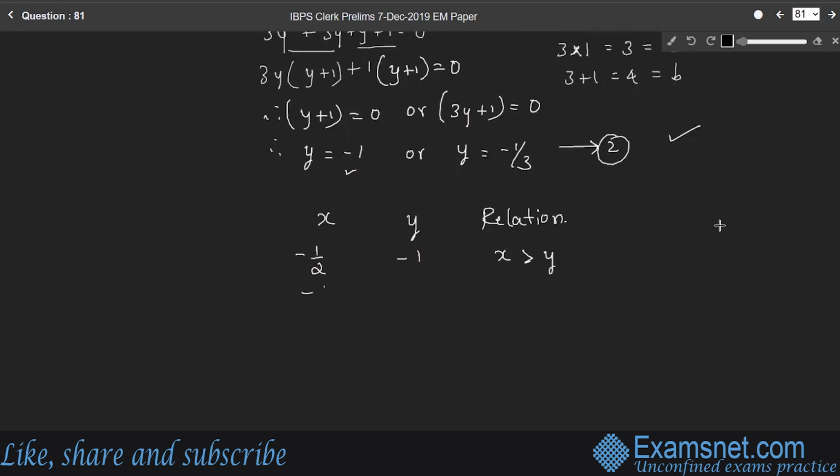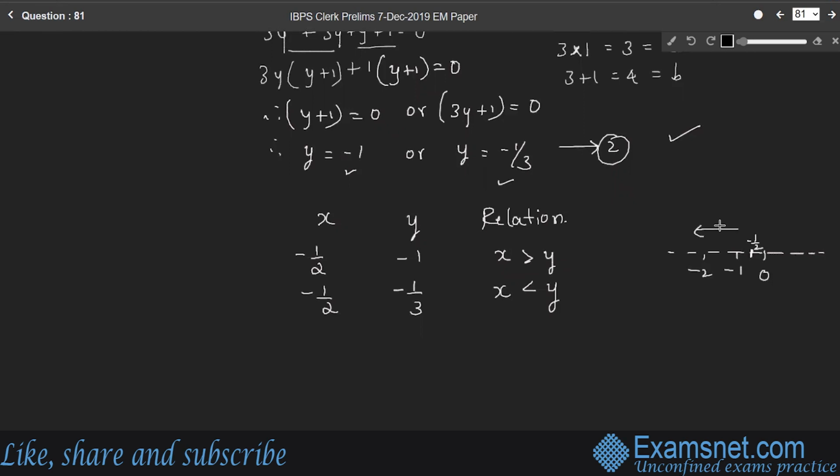If x is minus 1 by 2 and y is minus 1 by 3, right? So here minus 1 by 2 is less than minus 1 by 3. Understood? So here is 0, minus 1, minus 2. So minus 1 by 2, minus half is somewhere here. This is minus half. Right?